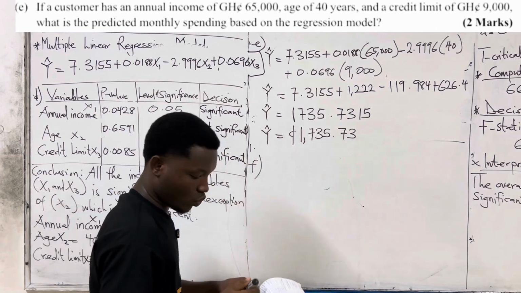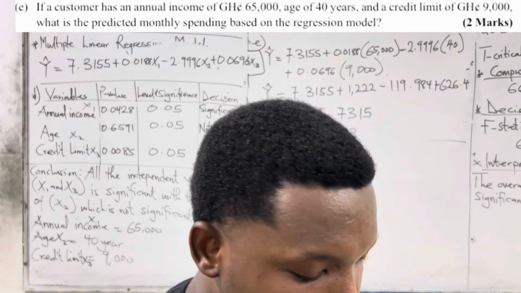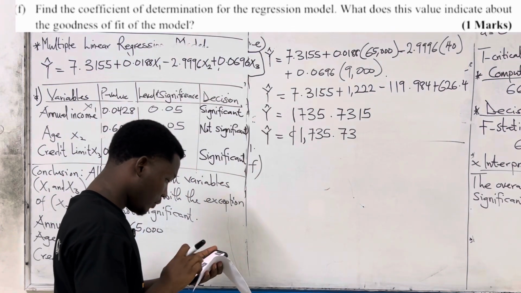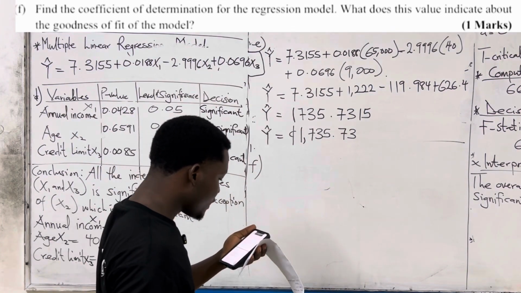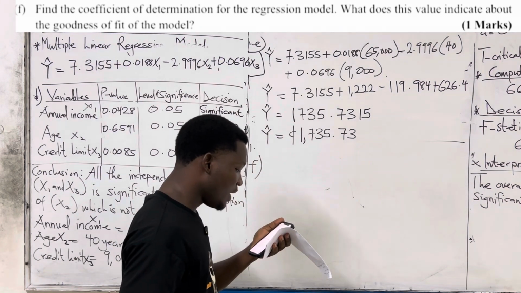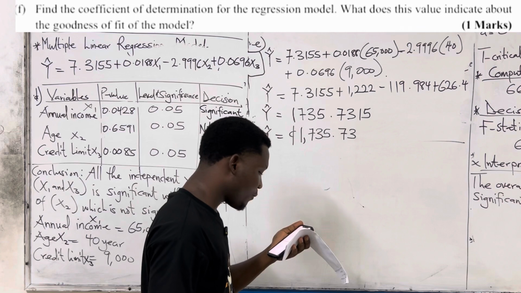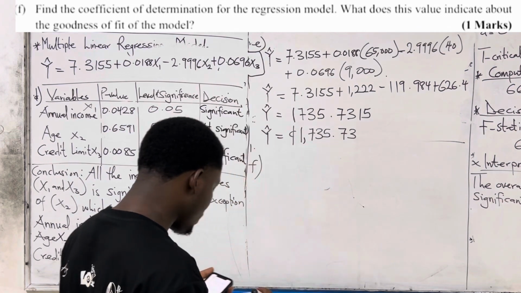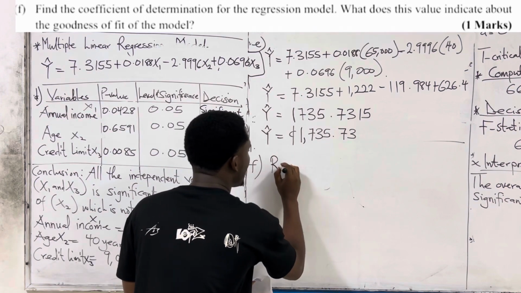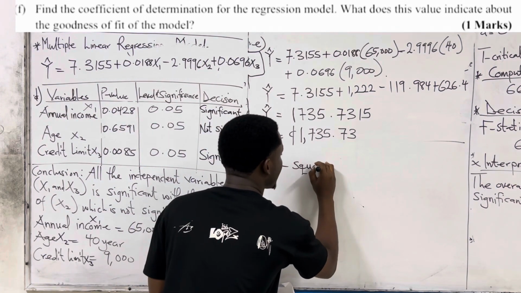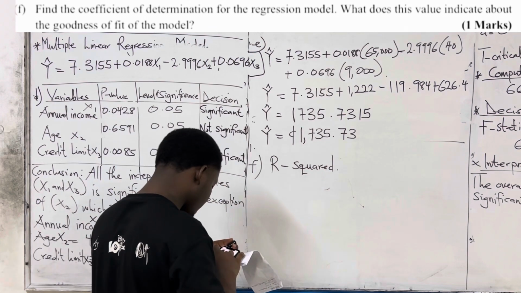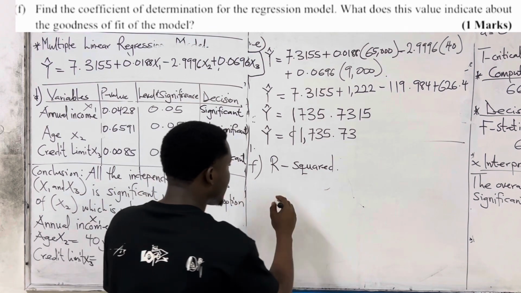Now we have question F. Question F says, find the coefficient of determination for the regression model. What does the value indicate about the goodness of fit of the model? So the coefficient, as I said earlier, is the R squared. The R squared is given to us in the question.